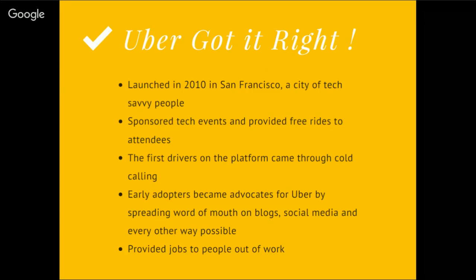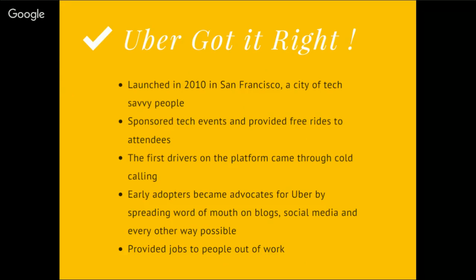The first drivers on the platform, though, came through cold calling. That's a very interesting story that has been doing the rounds about how Uber was able to get their first drivers through cold calling. Then early adopters who used Uber became advocates for Uber by spreading word of mouth on blogs, social media, and every other way possible. And Uber was also able to set itself up as one that increased jobs for a lot of people, and they also got support from the government and other third parties as well, which helped them further maneuver the market.